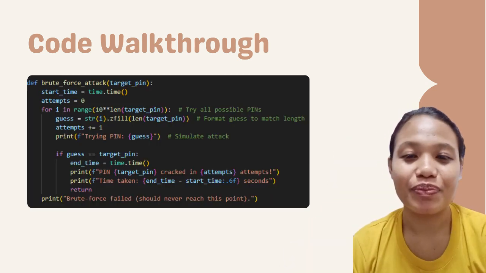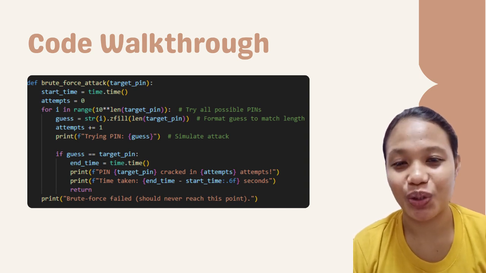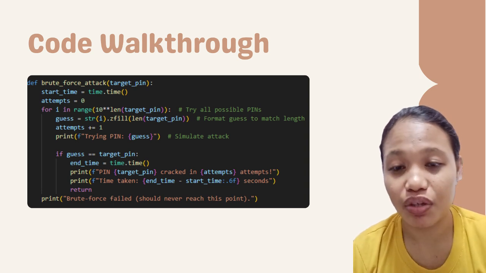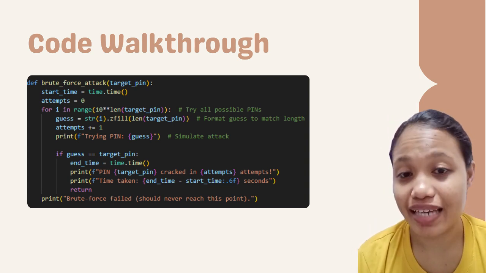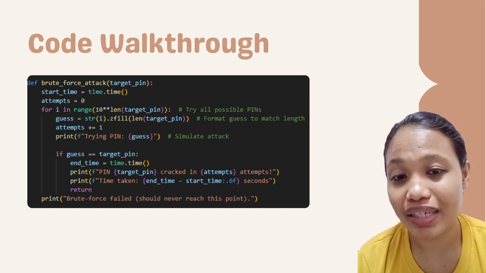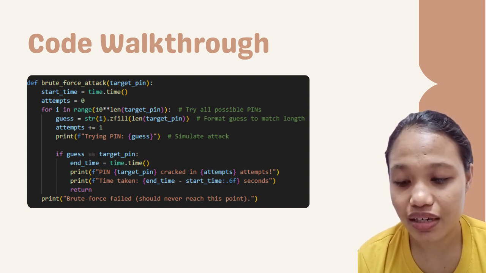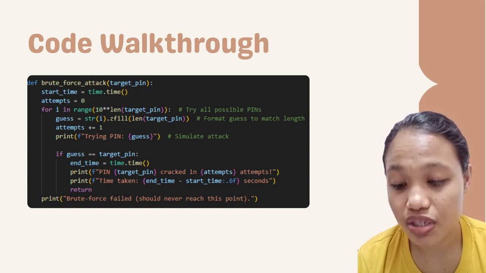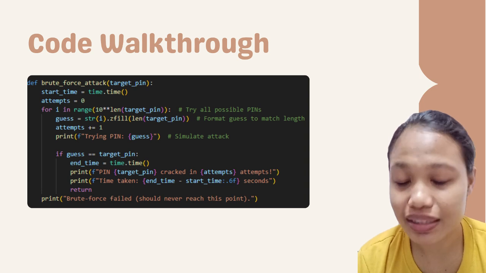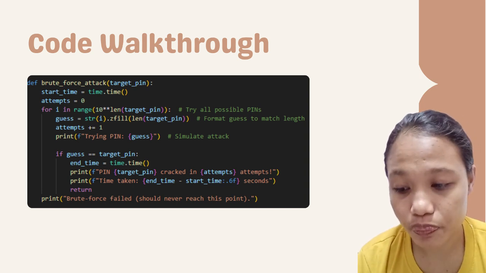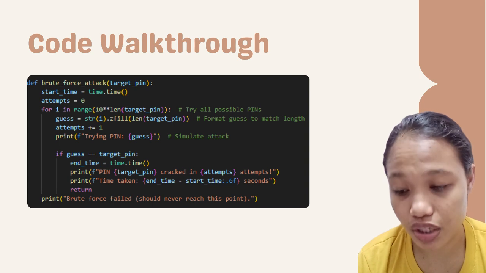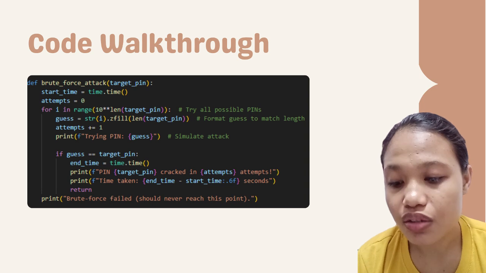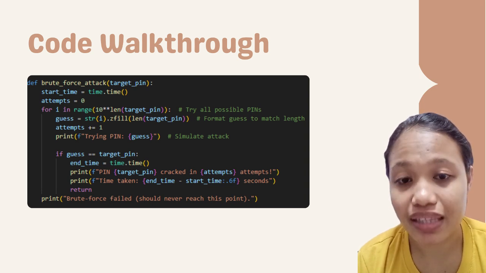So we will come now to the brute force simulation code breakdown. Let's start with the brute force simulation function, which simulates a brute force attack by trying all possible pin combinations. It starts with the start time, where it captures the current time to calculate the total time taken. We also have a loop under the brute force simulation where it goes through all pin combinations from 0 to the maximum number for the given pin length.